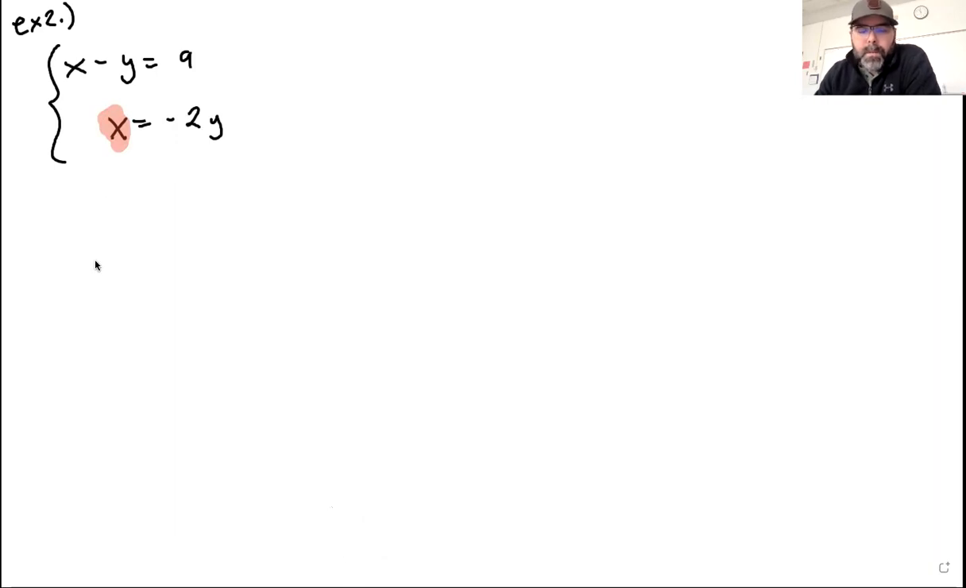Step 2 says that we need to substitute the value for that variable, which in this case is negative 2y, into the other equation. So I'm going to take this negative 2y and I'm going to plug it into the other equation. Now, does this go in for x or does this go in for y? Which am I replacing it with? Y.